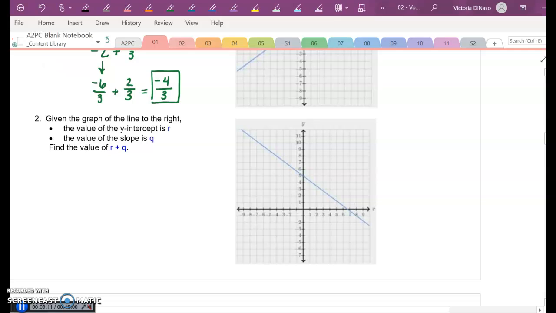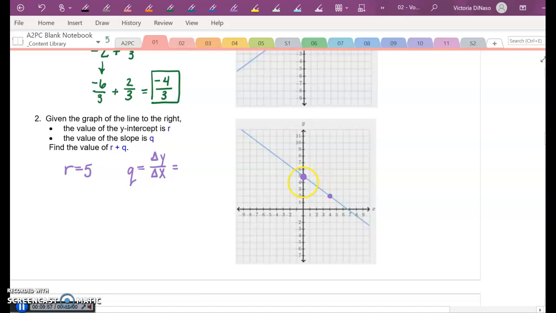On number 2, it says, given the graph of the line to the right, the value of the y-intercept is r. So therefore, my y-intercept, where this line perfectly crosses the y-axis, so we could say that r equals 5. And then in the second part, it said the value of the slope is q. Now from left to right, it's decreasing. And remember, slope is our change in y over our change in x. So I know that my slope is going to be negative, okay? And I'm just going to find where it perfectly intersects with our grid. This looks like it's about right here, okay?